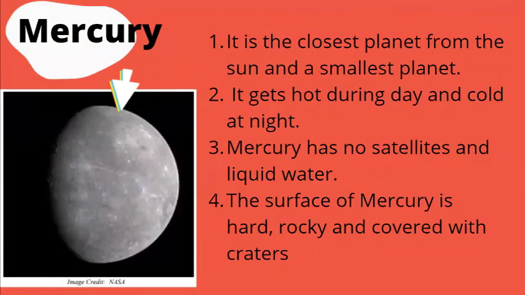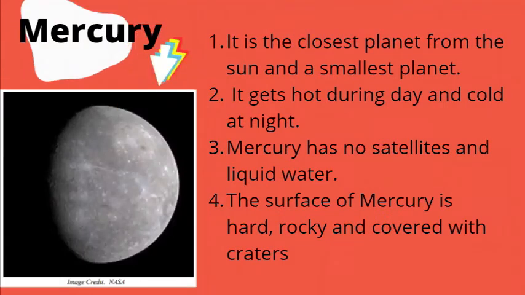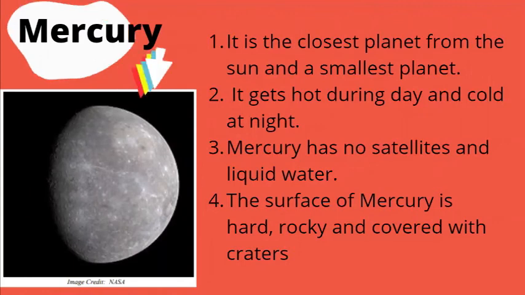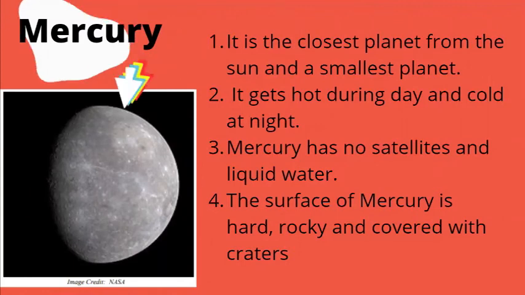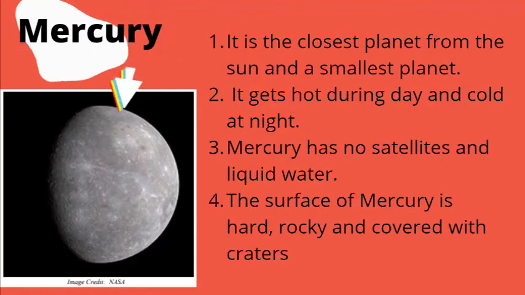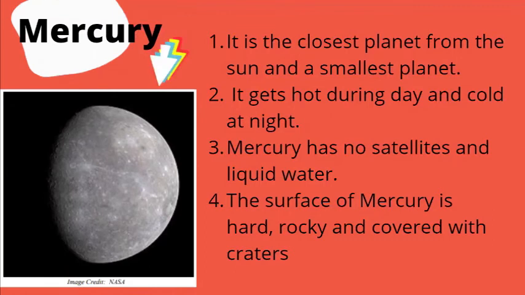Mercury is the closest planet to the Sun and the smallest planet. Because it is so close to the Sun, Mercury gets very hot. During the day, the temperature on Mercury can get as high as 430 degrees Celsius, and at night it can get as cold as minus 175 degrees Celsius.